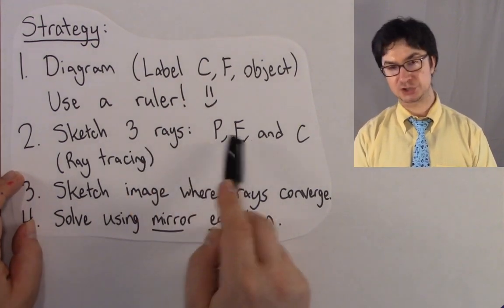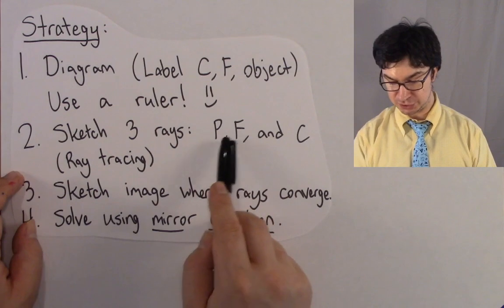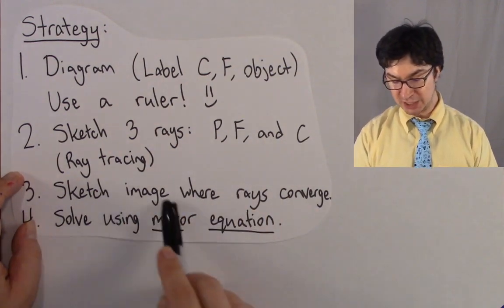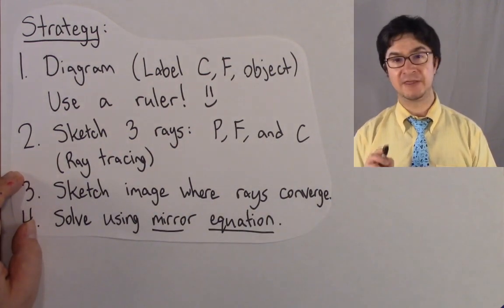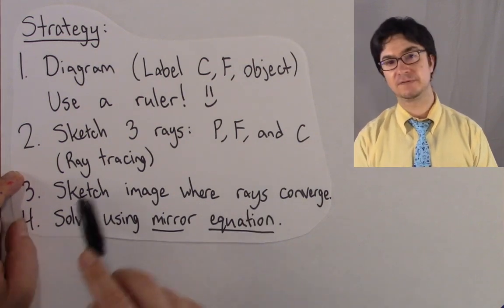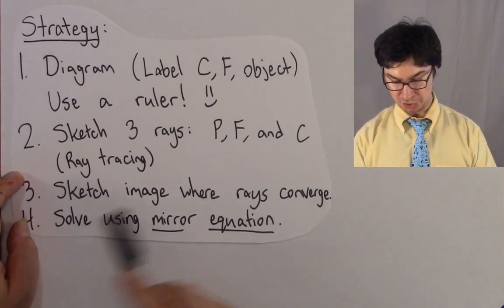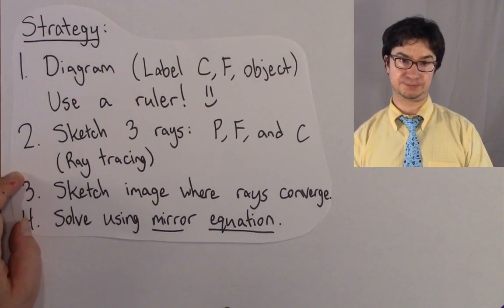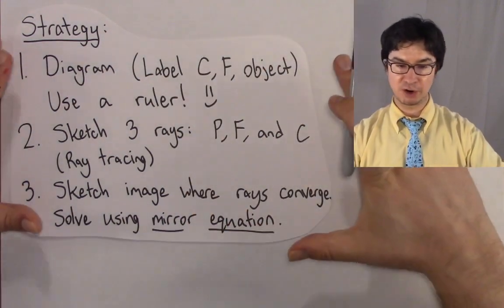Finally, we're going to sketch the image where the rays converge. So once you've drawn 2 of these rays, maybe all 3, you can sketch the image where the rays converge. And then finally, you can solve the problem using the mirror equation. Okay? So these are our steps.